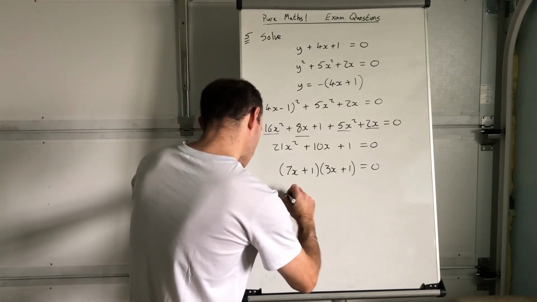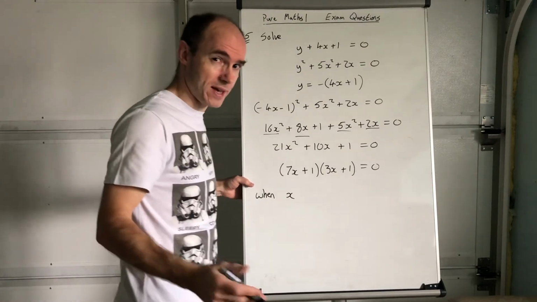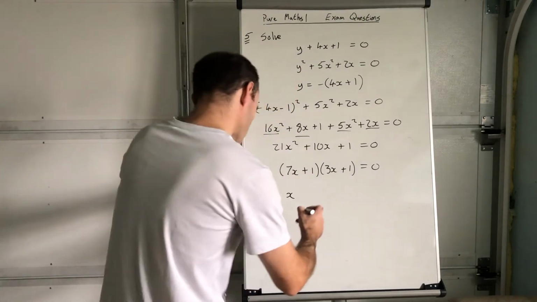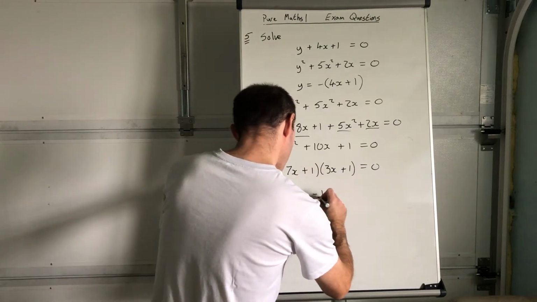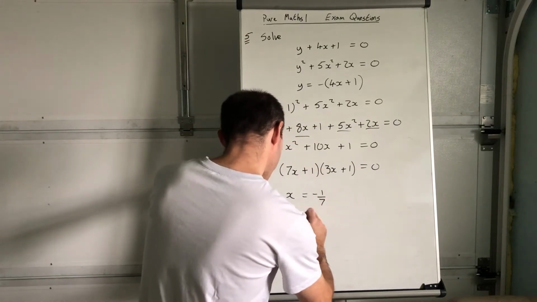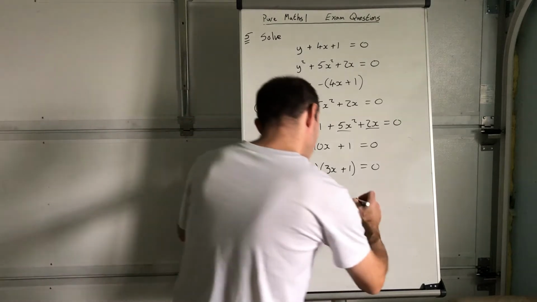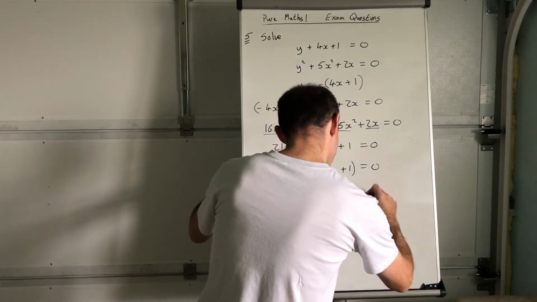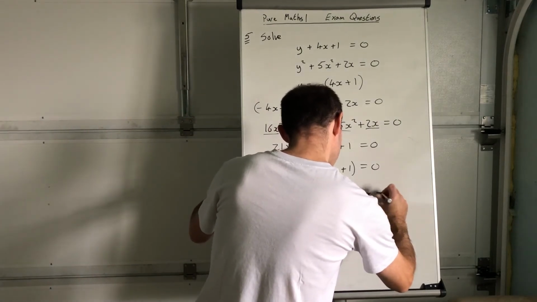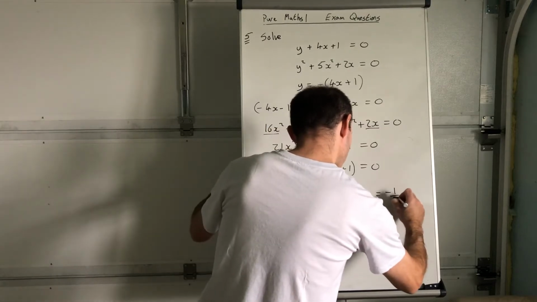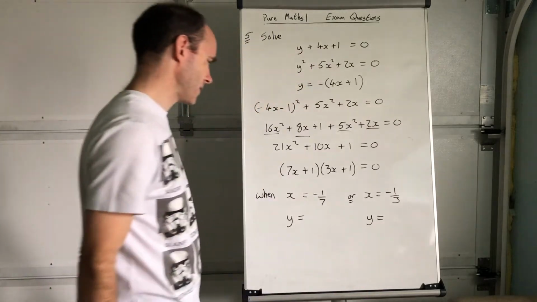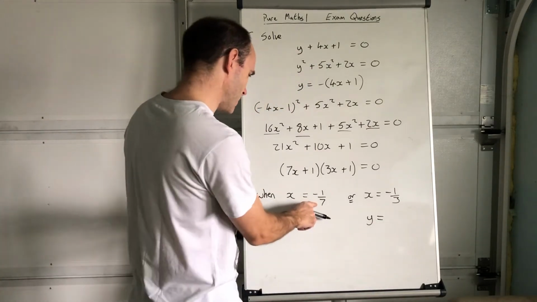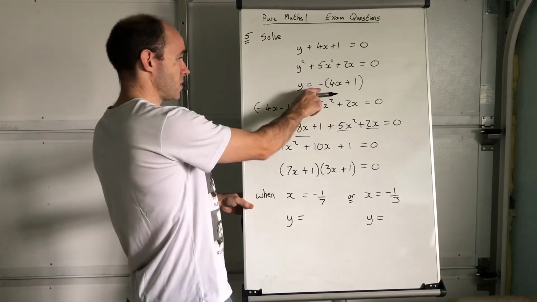Getting ready to work down the solutions, because remember you've got to work out y's as well. So you've got two values for x. Your x is equal to either negative 1/7, and you're going to have to find a corresponding value of y, or you've got x is equal to negative 1/3 from that bracket, and again you have to find a corresponding value of y.